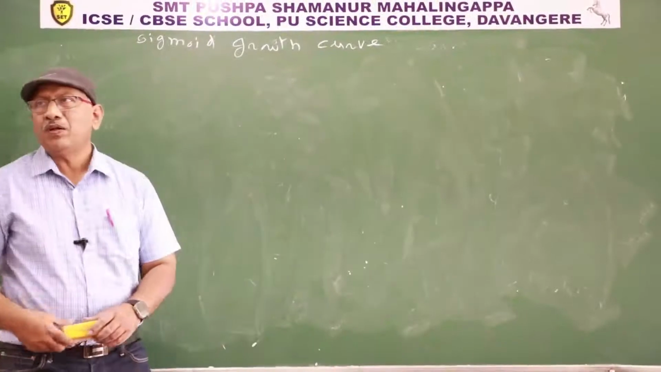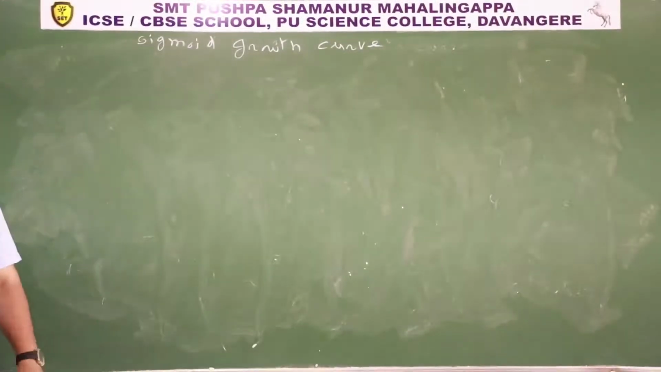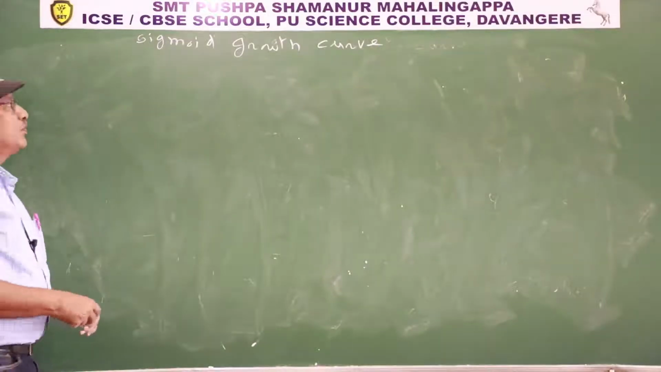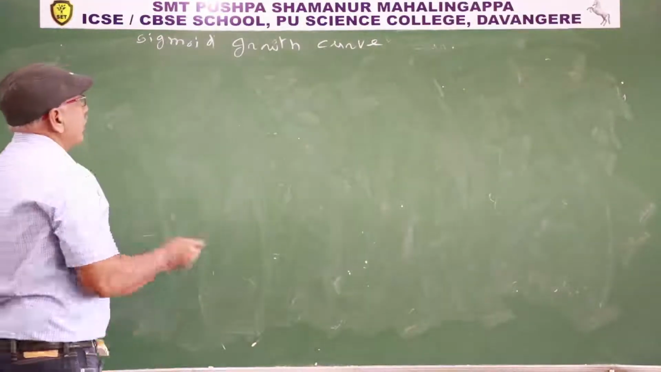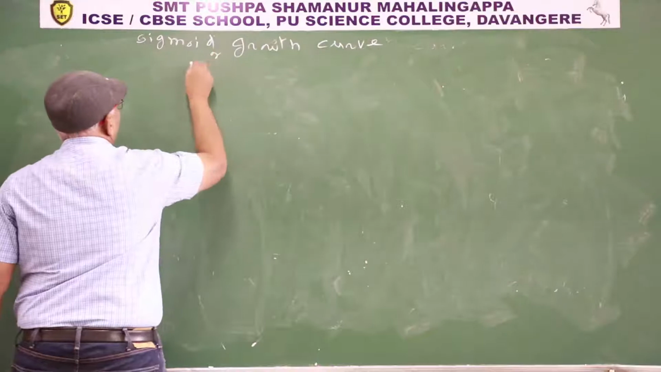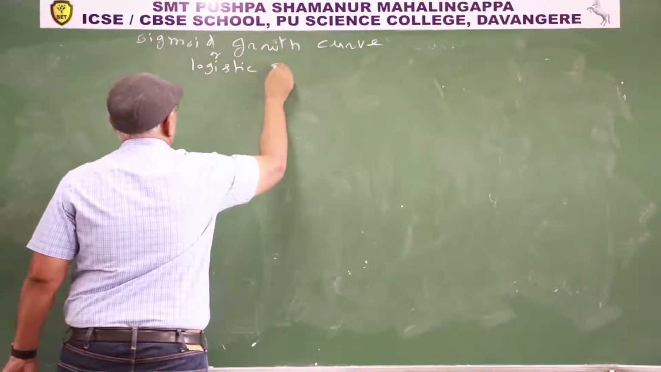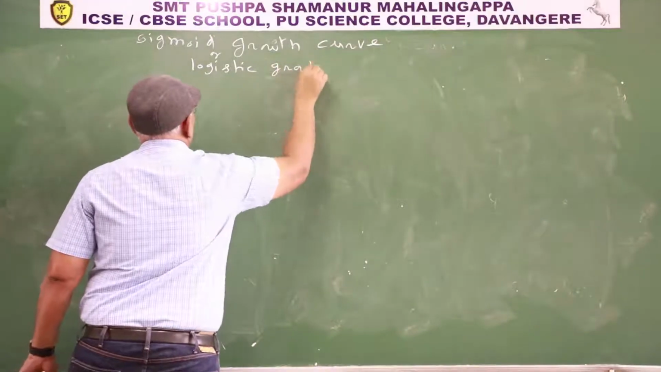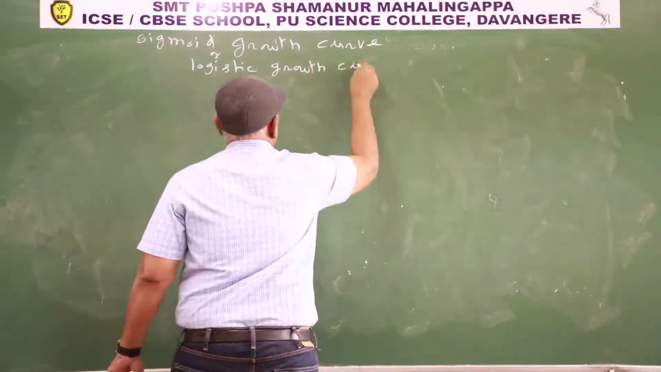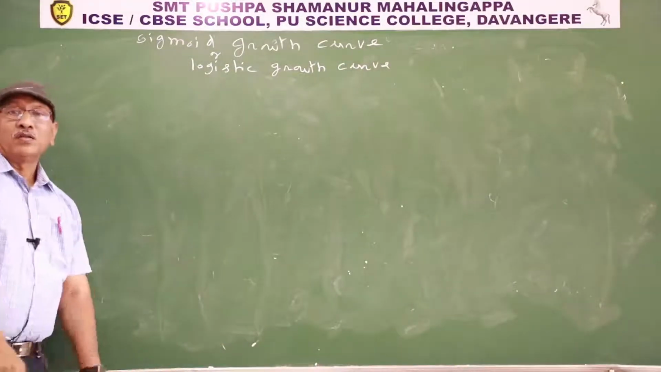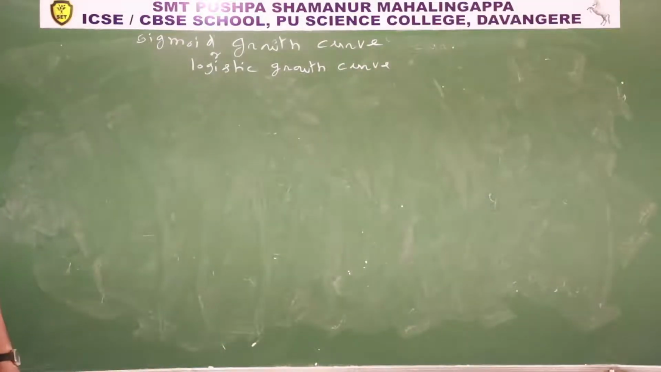So good morning everyone. Now we discuss another growth curve, the sigmoid growth curve or logistic growth curve. Logistic here, literally, means the growth rate is not the same. It varies from time to time.